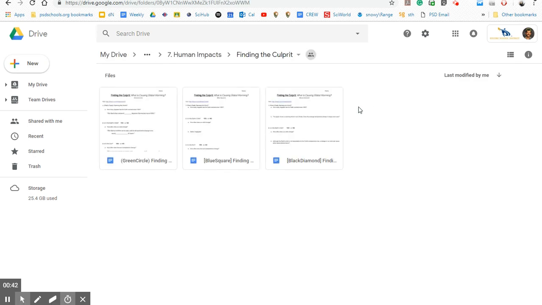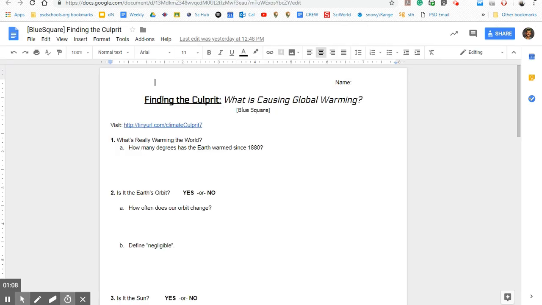So we're going to look at an assignment that I called Finding the Culprit. You can see I've got the three different assignments. I've already created them, but I'd like to walk you through how I got to this point of having three nicely neat assignments. Whenever building an assignment, I always start with the blue square, because that's really the DOK level three, or the strategic thinking, and what I want the students, at a bare minimum, to be able to do. So I always start with that blue square assignment.